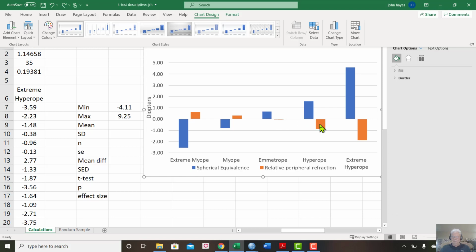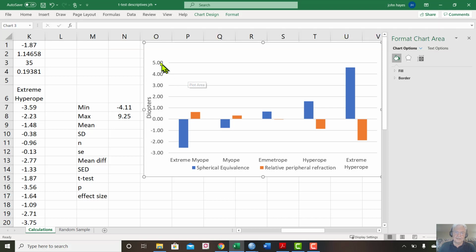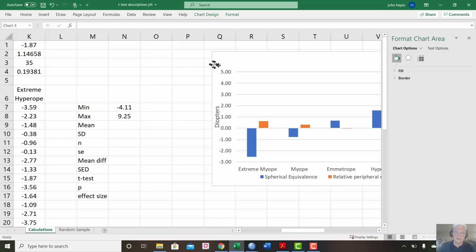For hyperopes, they don't have hyperopic defocus in the periphery. They have myopic defocus in the periphery. Now, this is a hyperope. Their eye is too short. We want it to grow. What is relative peripheral refraction telling that eye? It's telling it, hey, hold on, buddy. Don't grow. Stay short. Stay out of focus. Crazy system. All right. So that's that. Let's get this out of the way.